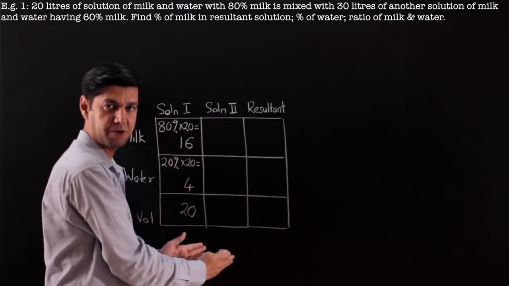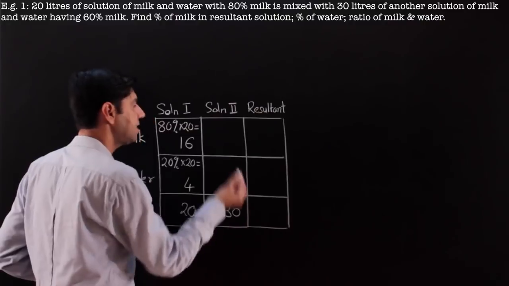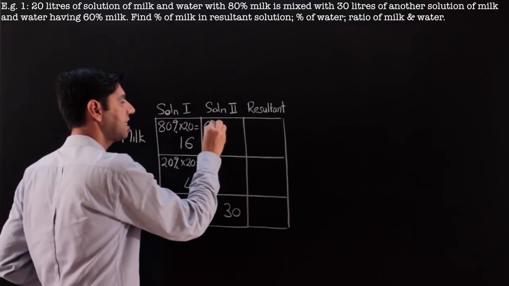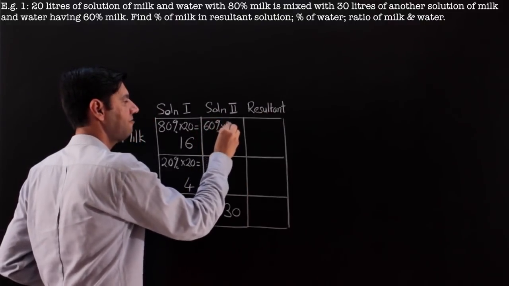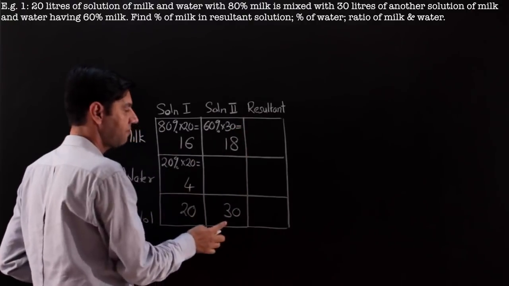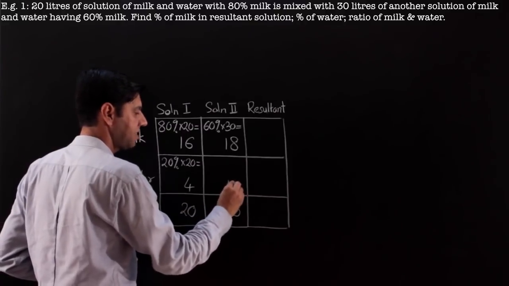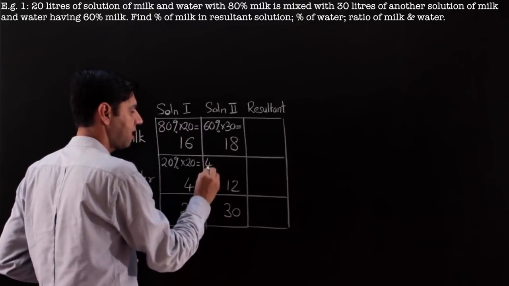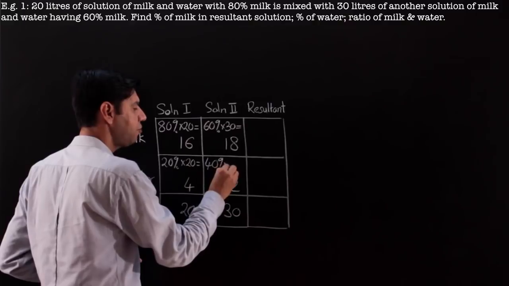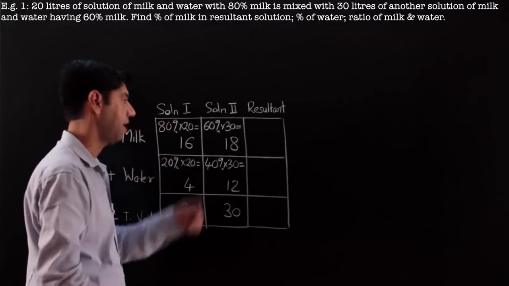Can I do the same thing for solution 2? Solution 2, it is given, has 30 liters. Now, the milk that it has is 60%. 60% of 30 liters is nothing but 18 liters. Out of 30, 18 liters is milk, so we could find water by subtraction, 12, or the other way, 40% will be water. Why I am doing this is, I am telling you, there is a lot of redundancy in this table, right? You get this.